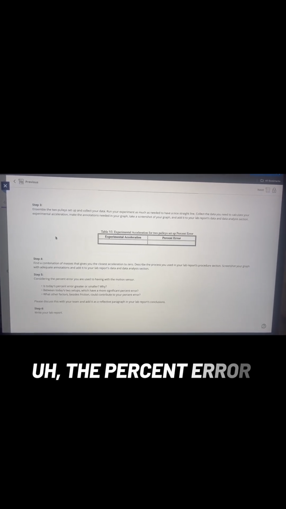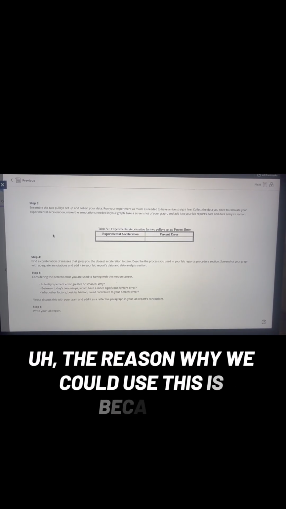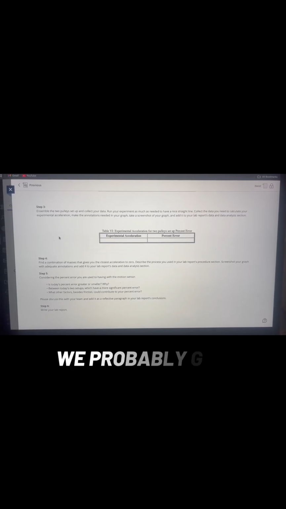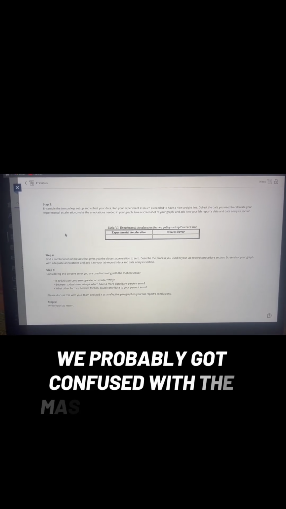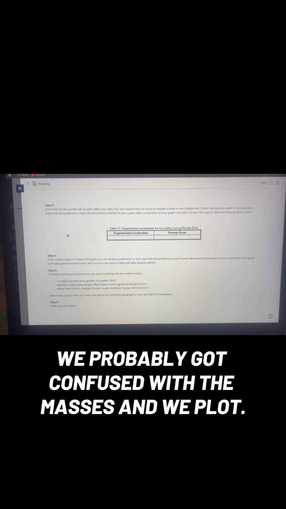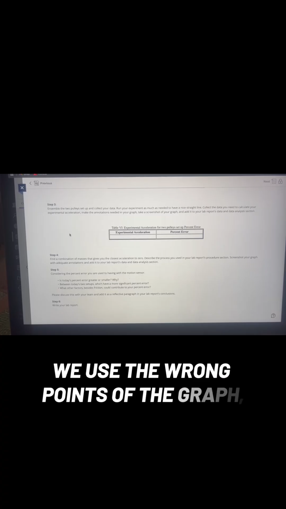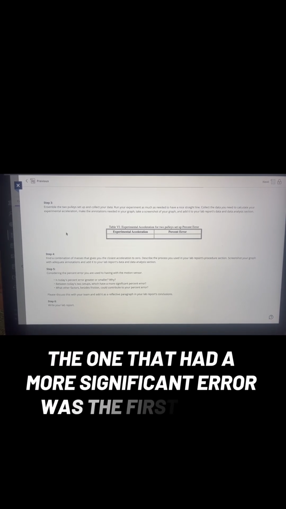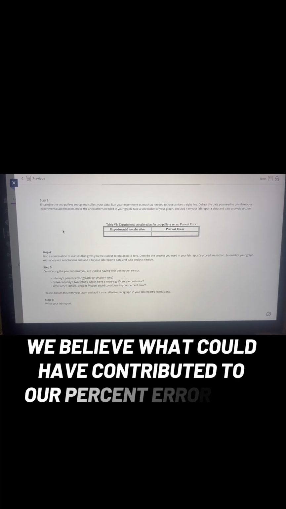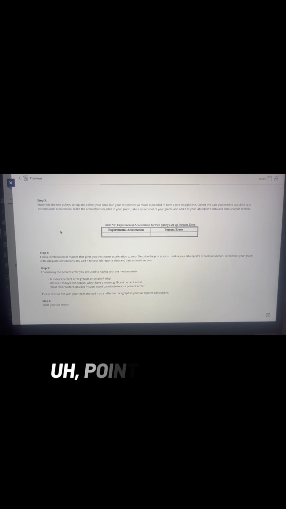The percent error today was greater. The reason why we believe this is because we probably got confused with the masses, and we used the wrong points of the graph. Between the two setups, the one that had a more significant error was the first table. We believe what could have contributed to our percent error was using the wrong points in the graph.